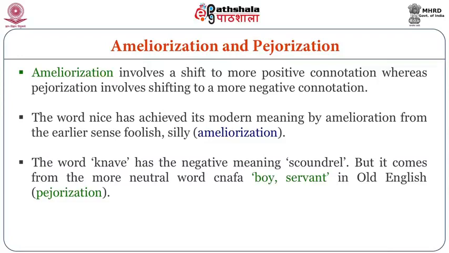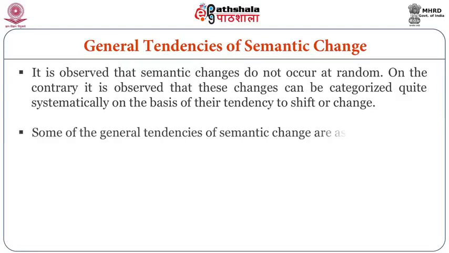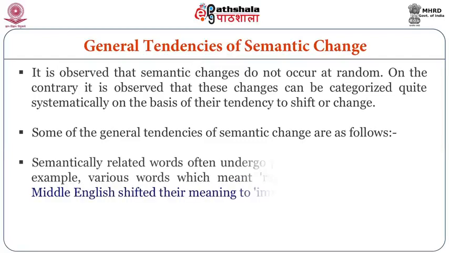The word knave, K-N-A-V-E, has the negative meaning scoundrel, but it comes from the more neutral word used for boy or servant in Old English. This is known as pejorization. It is observed that semantic changes do not occur at random. On the contrary, these changes can be categorized quite systematically on the basis of their tendency to shift or change. Some of the general tendencies of semantic change are as follows.